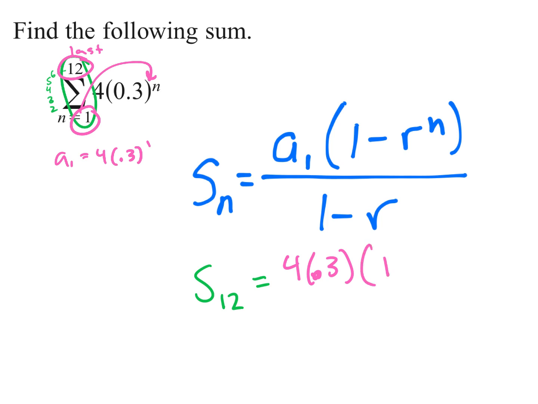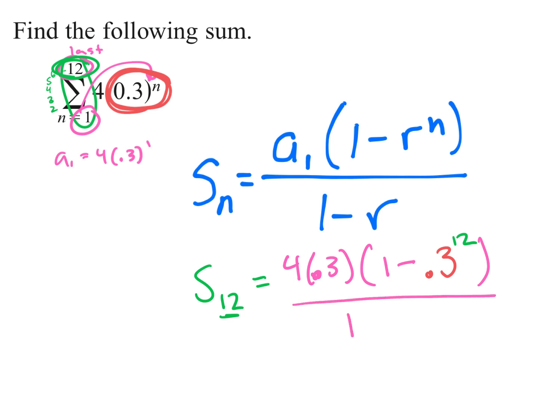So then next, I have 1 minus, what is our ratio? The ratio is the one with the exponent. Always, your ratio is just the number that has the exponent to it. So our ratio here is 0.3. And what did we say n was? 12. And then on the bottom of our fraction, we have 1 minus r, where r is the ratio, 0.3.